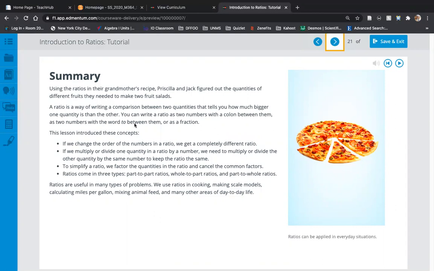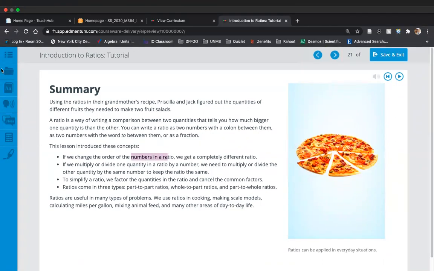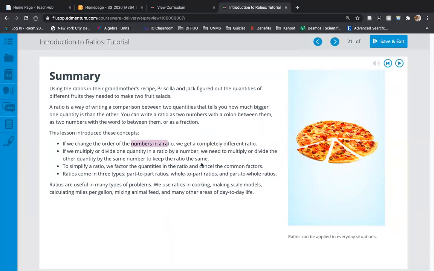It says, if we change the order, we get a different ratio. So the ratio 2 to 3 is not the same as the ratio 3 to 2.